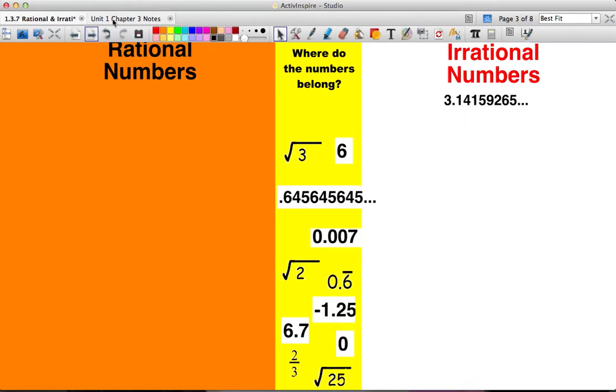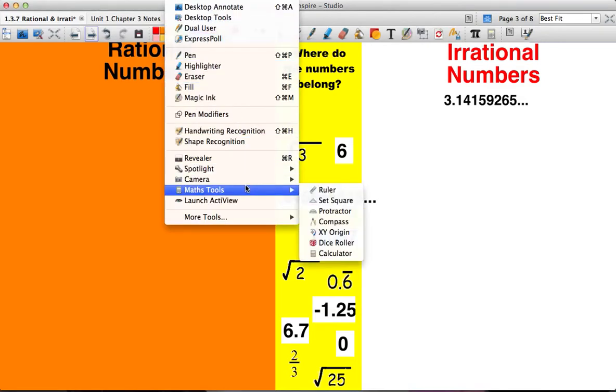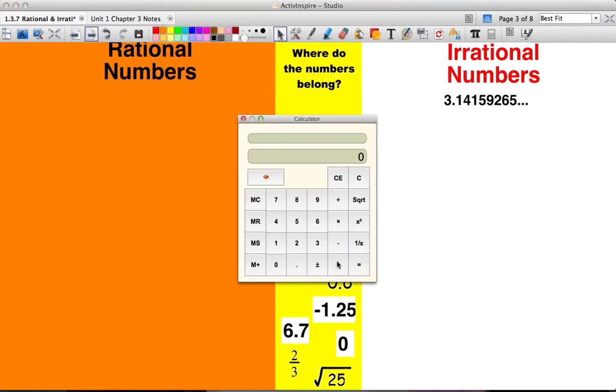The square root of 3. So if you're unsure of what the square root of 3 is, we can go to our tools and use a calculator. Okay, and I want to find the square root of 3. And here it tells me it's 1.732051. Now my calculator is going to round off.